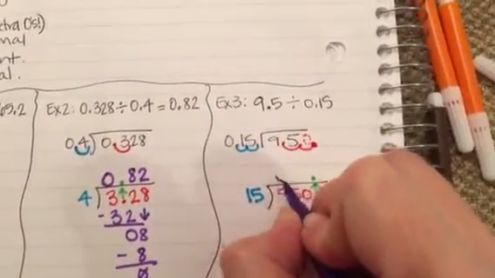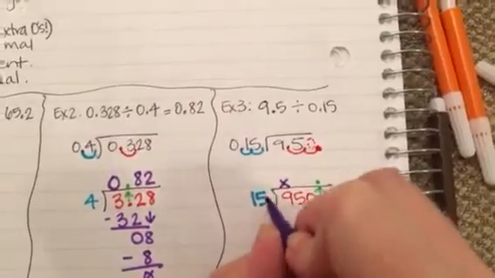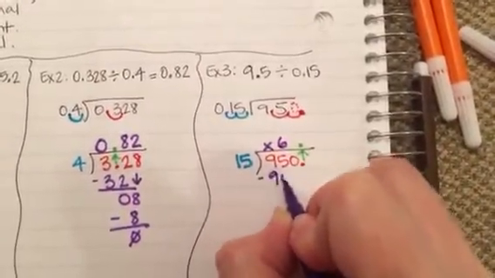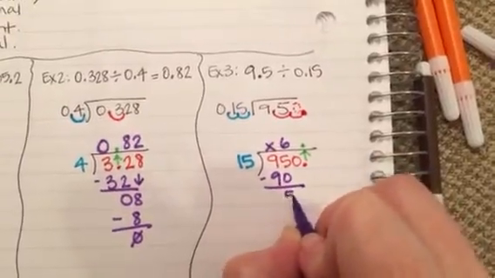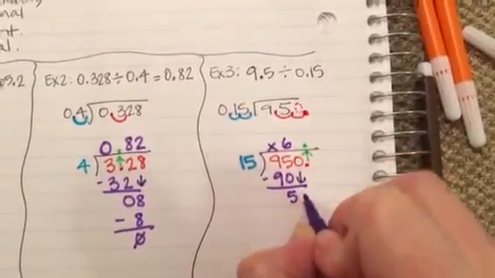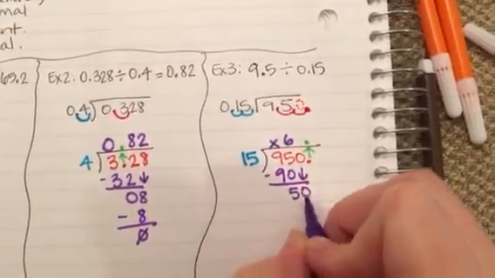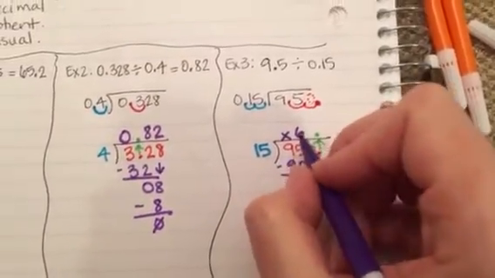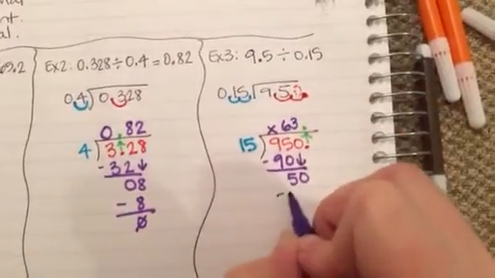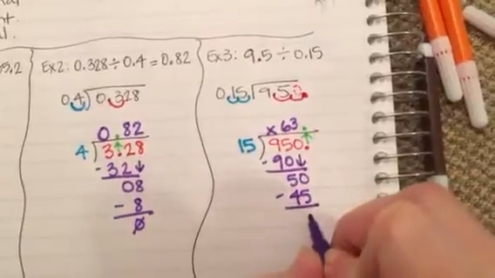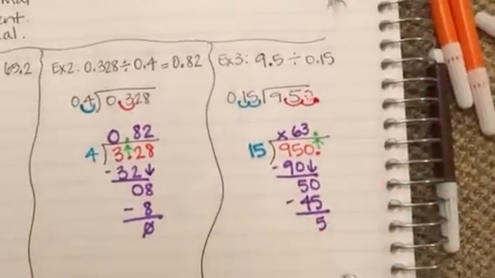15 will not go into 9. But 15 will go into 95 6 times. That's as close as I can get. That gives me 90. I'm left with 5. Bring down my 0. The closest that I can get to 50 with 15 would be 3 times, because that would give me 45. And then that's going to leave me with a 5.